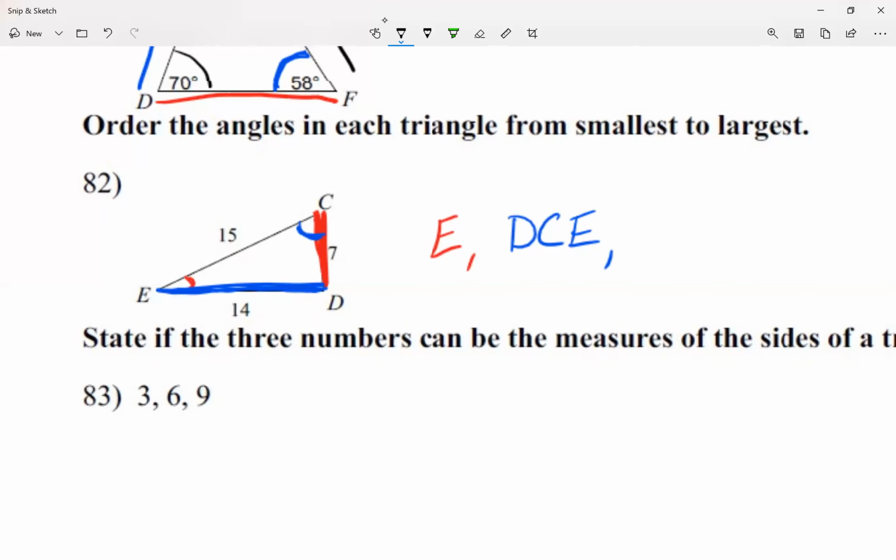And the biggest side is 15. So the biggest angle is this one. I'm going to call this CDE, or just D, however you want.